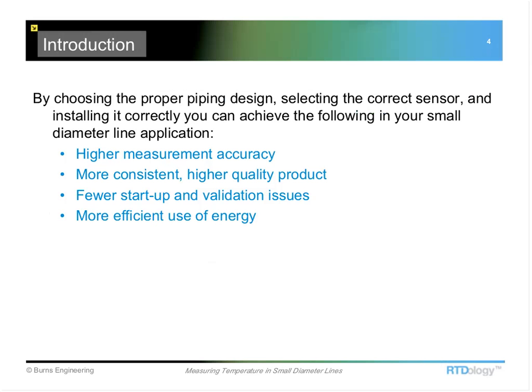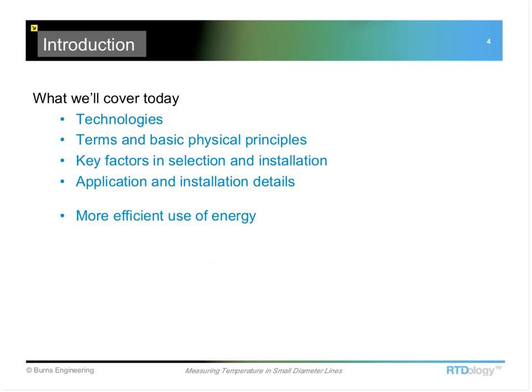Some of the big reasons to do this are to get to the very best measurement accuracy that you can, and that's going to ensure that you have a good, high-quality product that you're making, a really efficient use of energy, and if you're in a startup situation or revalidating, it makes that process go a lot easier. So today I'm going to talk about some of the technologies for measuring the temperature, some basic terminology that's used. We'll look at how to select and install the sensors, and we'll look at some of the details of how those installations are put together.